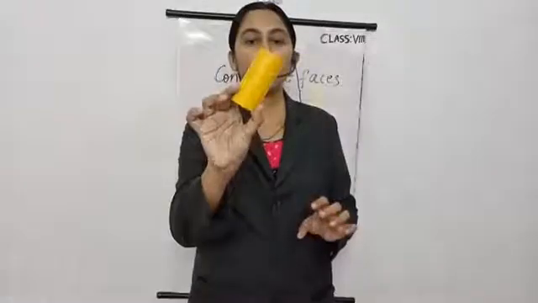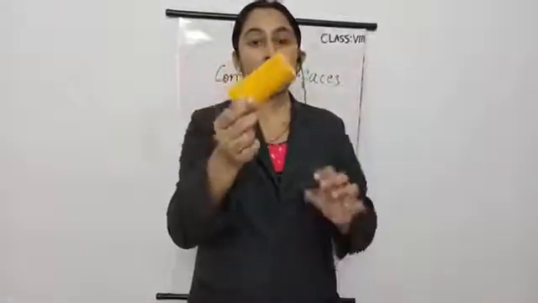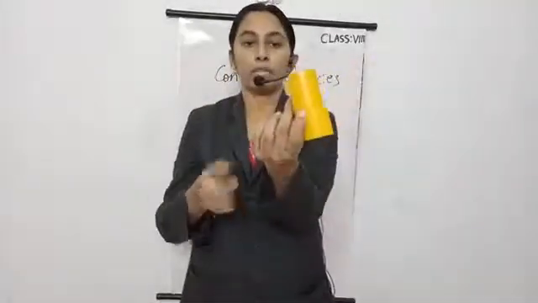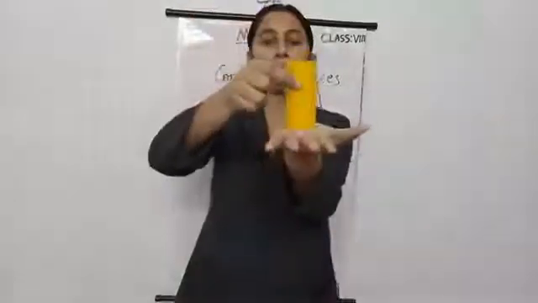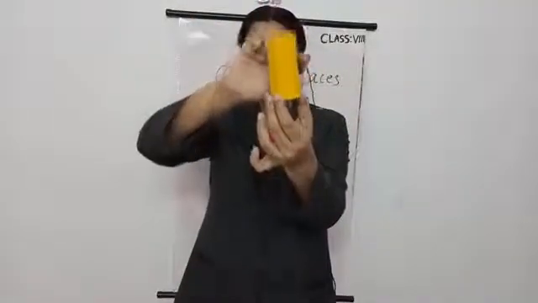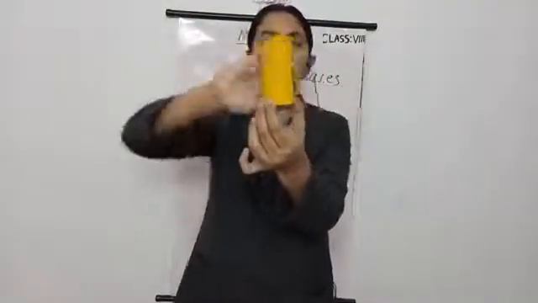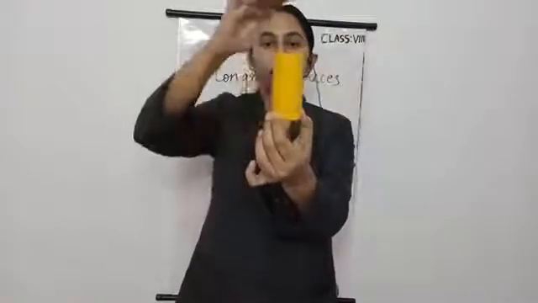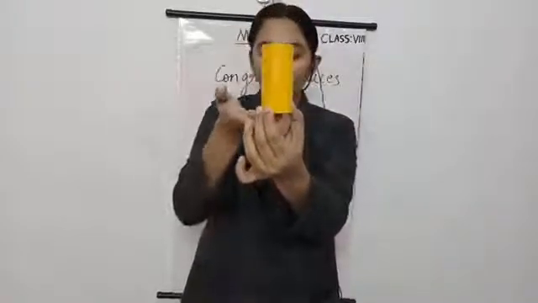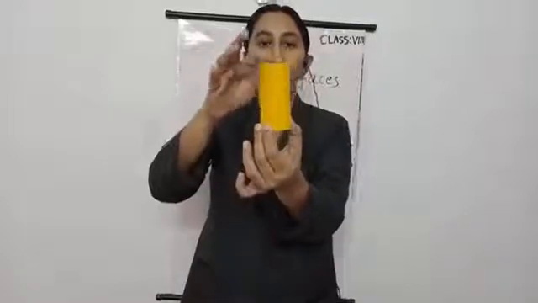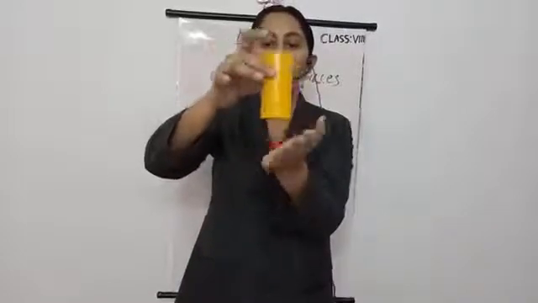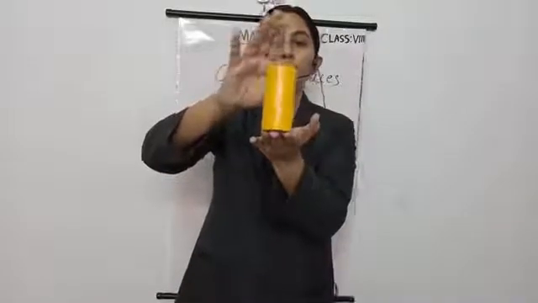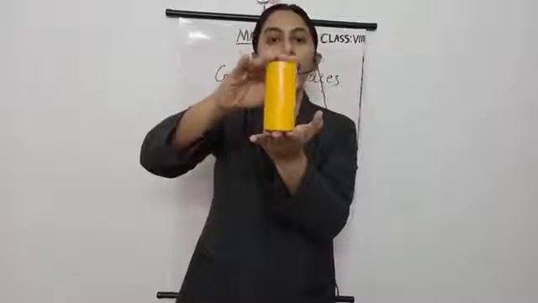Now the next shape, what is this? Cylinder. This is a cylindrical box. Consider this as a cylindrical box. Then this is a curved surface. This is a curved surface and the top and bottom are in the shape of a circle. So circular top and circular bottom. This top and bottom are identical.